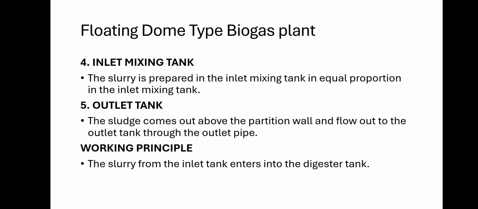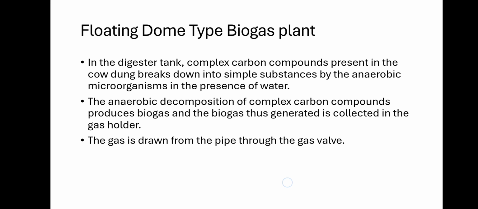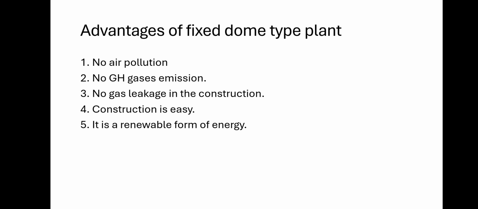Working principle: the slurry from the inlet tank enters into the digester tank. In the digester tank, complex carbon compounds present in the cow dung break down into simple substances by the anaerobic microorganisms in the presence of water. In Hindi, cow dung is said to be gobar, and the biogas produced is also called gobar gas. The anaerobic decomposition of complex carbon compounds produces biogas, and the biogas that is generated is collected in the gas holder. The gas is drawn from the pipe through the gas valve.